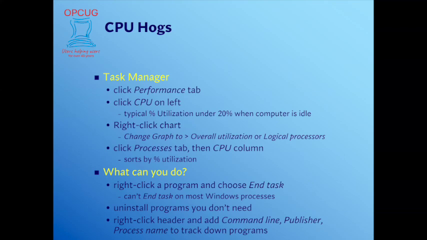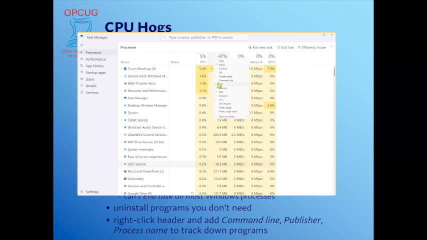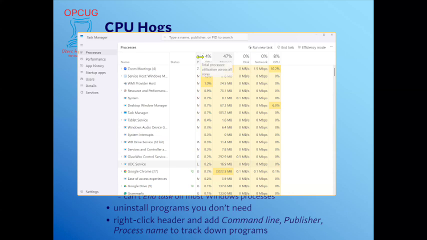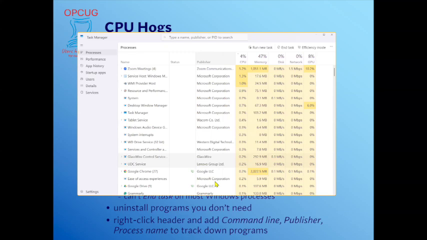Another thing you can do if you have to track down processes: for example, let me just see, if I look at UDC service and I say, I don't know what the heck that UDC service is. What you can do is go anywhere where the headers are. You can right click and add in things like process name, command line, publisher. Any of those will give you a column where you can then see who actually wrote that program, where it's installed, and things like that.